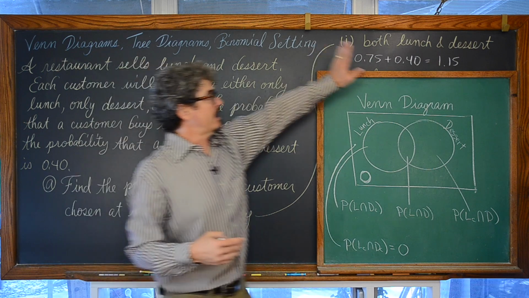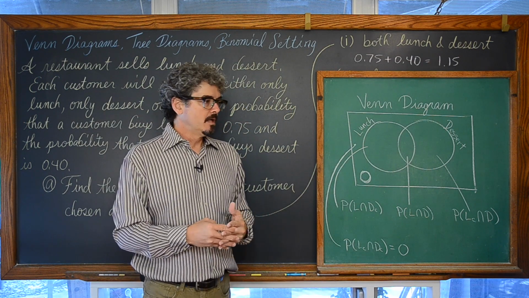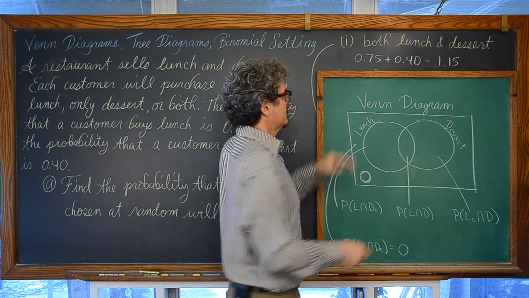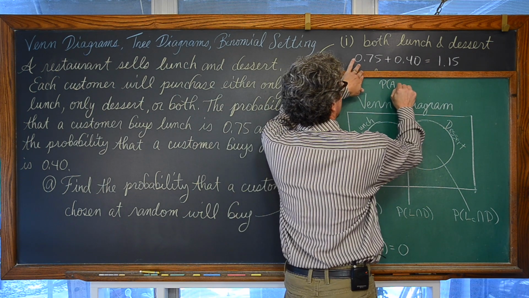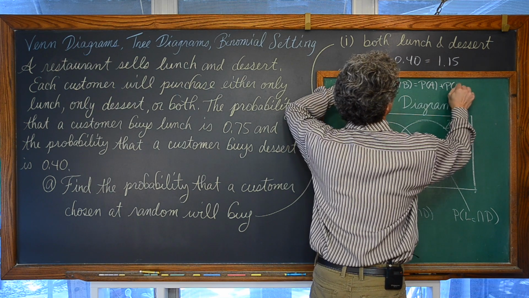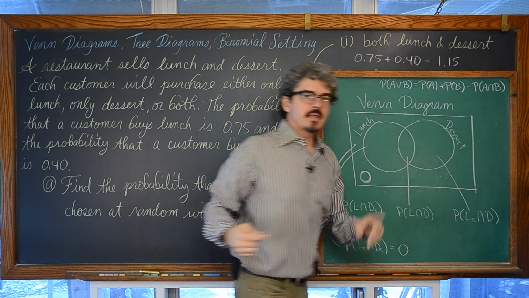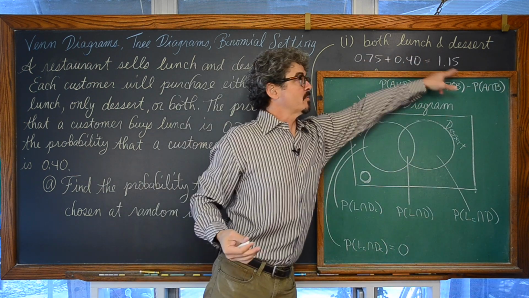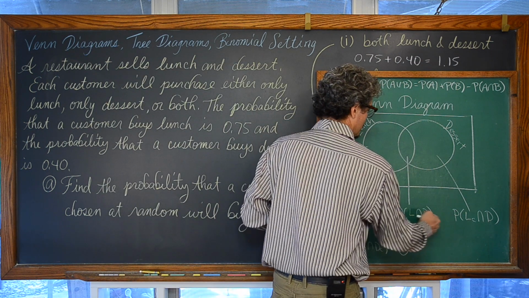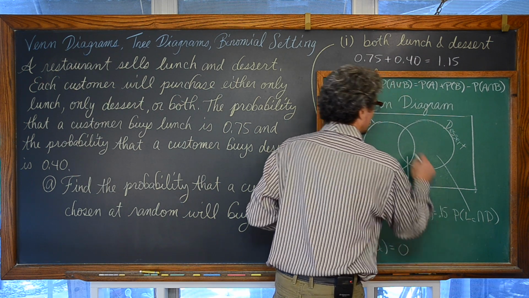So when we added lunch and dessert and got a probability of 1.15, well, there's another rule for combining probabilities, which is the probability of A or B is the probability of A plus the probability of B minus the probability of A and B. That overlapped area gets counted twice. That's why this number is over 1 or 100%. So here we already got this answer. The probability that someone chooses lunch and dessert is equal to 0.15.